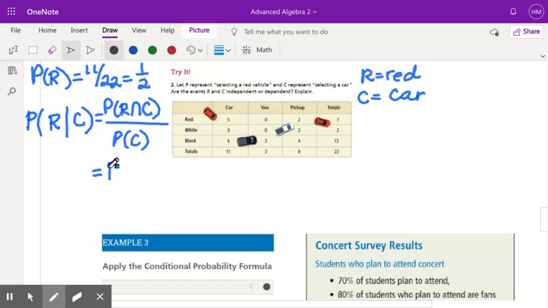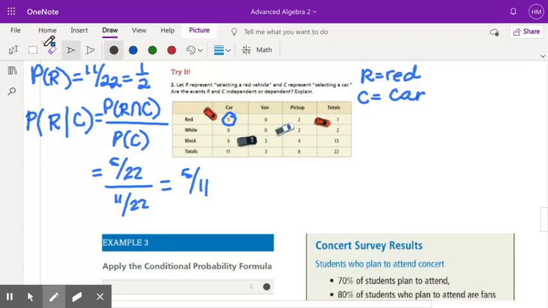Okay, probability of red and car. A red car would be 5 out of the 22 total. So 5 out of 22 over the probability that I have a car. There are 11 out of 22. Oh, I calculated that first probability wrong. Hold on a second. So 5 over 22 divided by 11 over 22 is 5 out of 11.